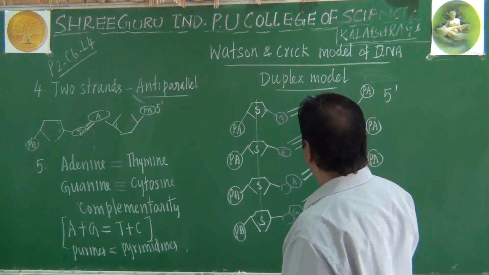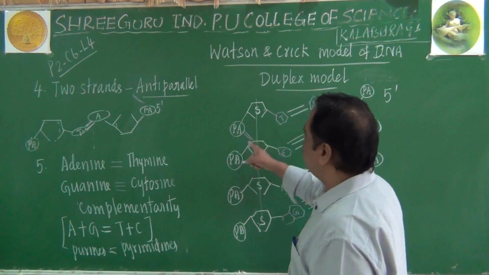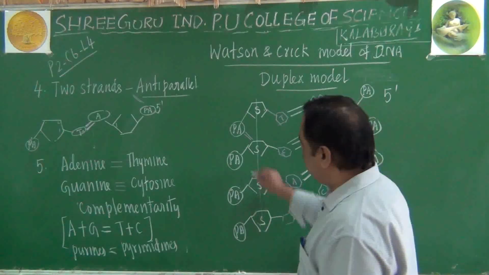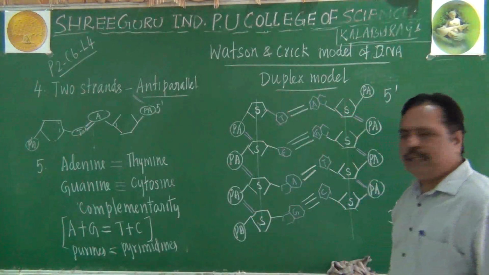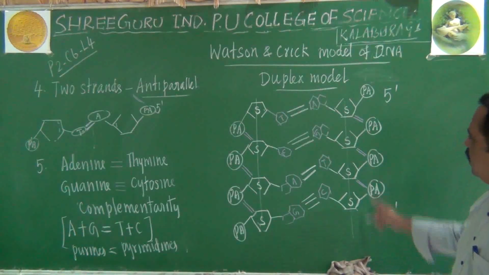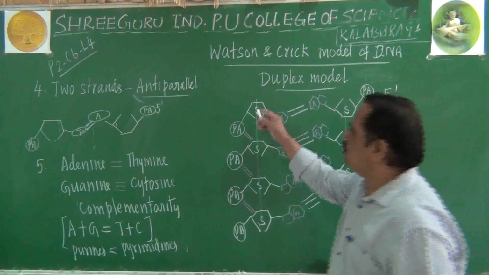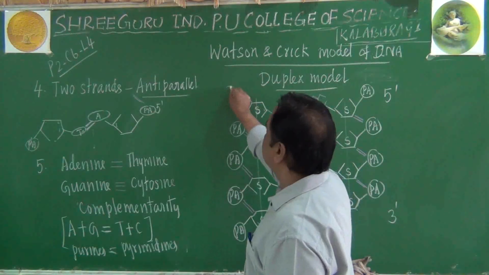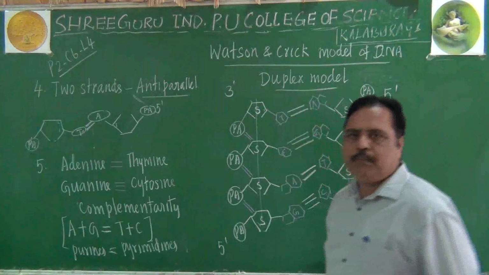So I have to form a bond between the third carbon atom and the fifth carbon. This is the phosphodiester bond. Here also phosphodiester bond, here also phosphodiester bond. Remember, when this chain is 5' to 3', this chain will exhibit 3 prime here, 5 prime here. Do you get my point?